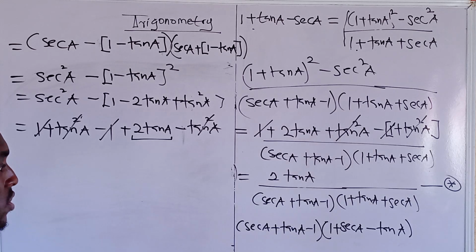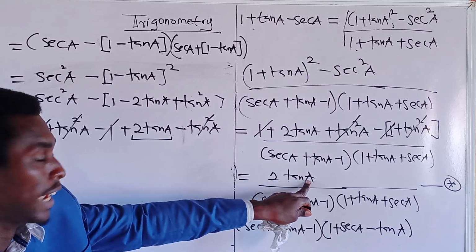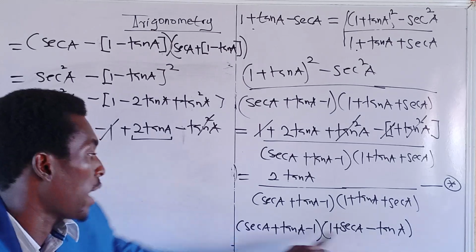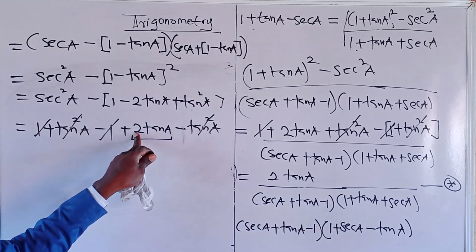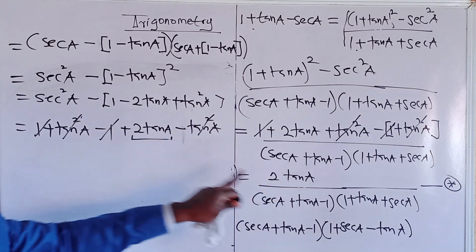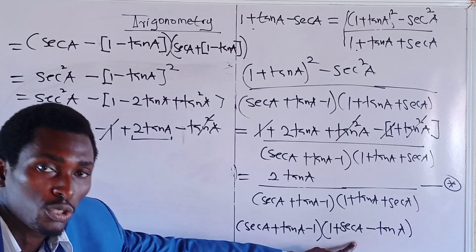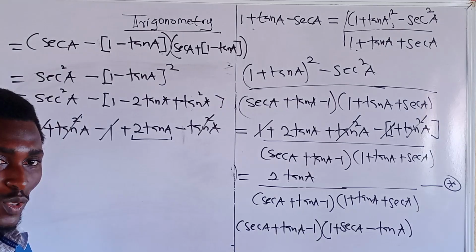That is to say that these two tangents of A can be replaced by this product, because we have just shown that the product gives us 2 tan A. So in place of 2 tan A, I'll write this expression there. All right, so you see we're not doing things blindly. We know what we're actually doing.